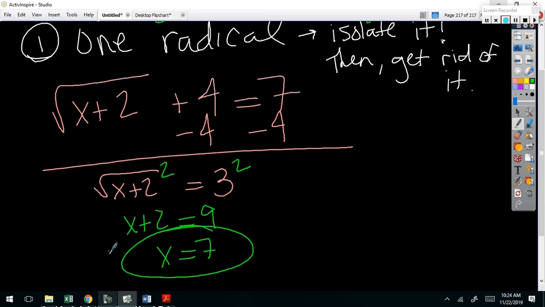One radical equations are super duper easy. Is that a coincidence? That is a coincidence that it initially started with 7 and ended with 7. Thank you. Okay.